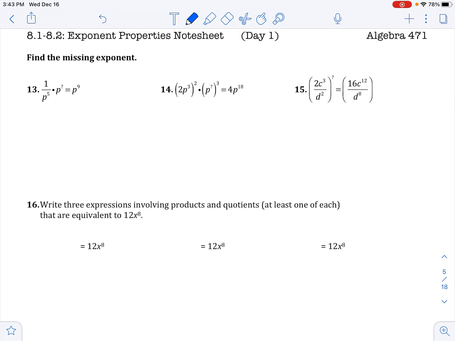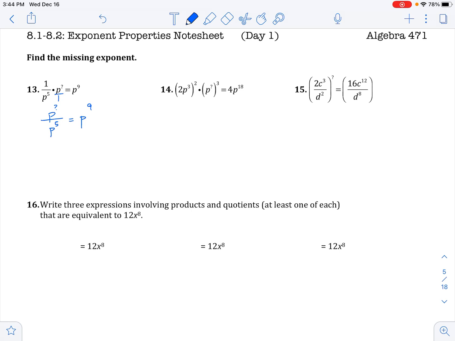This is kind of a little bit of problem solving. This is kind of like, what is that missing exponent? So what we'd like to think in our head is, as we saw in that last problem, if I put that as p to the unknown divided by p to the 5th, what would that have to be in order to equal p to the 9th at the end of the day?